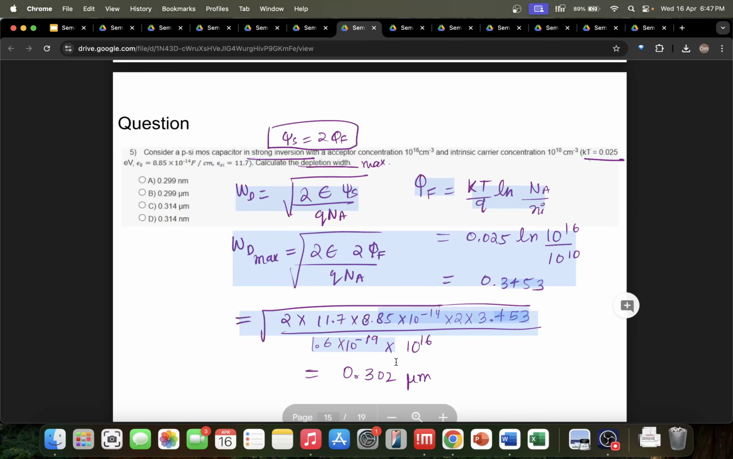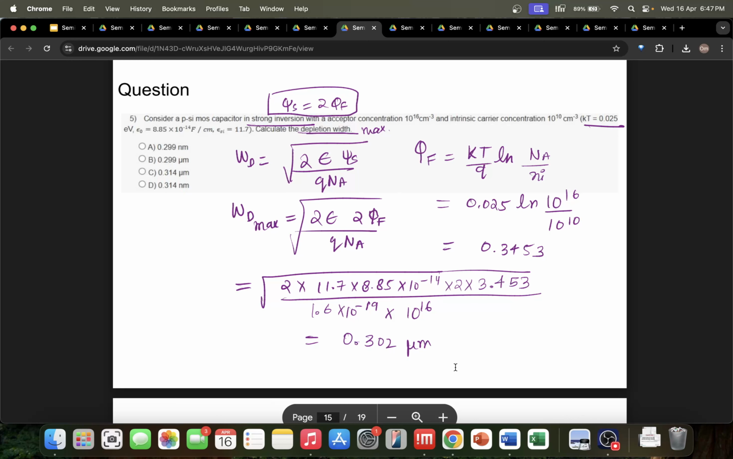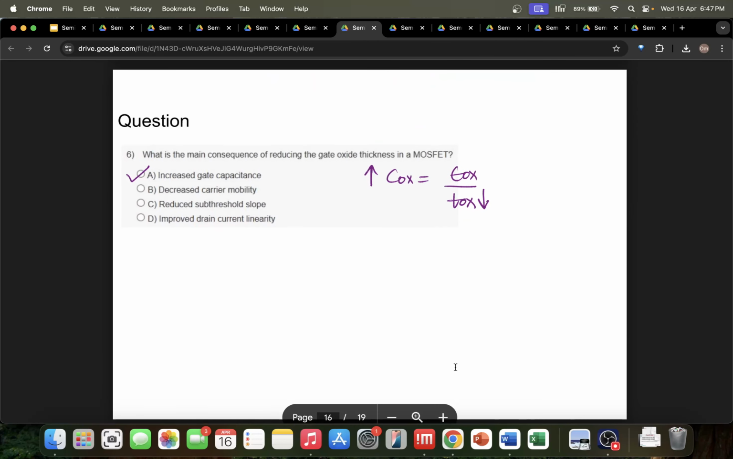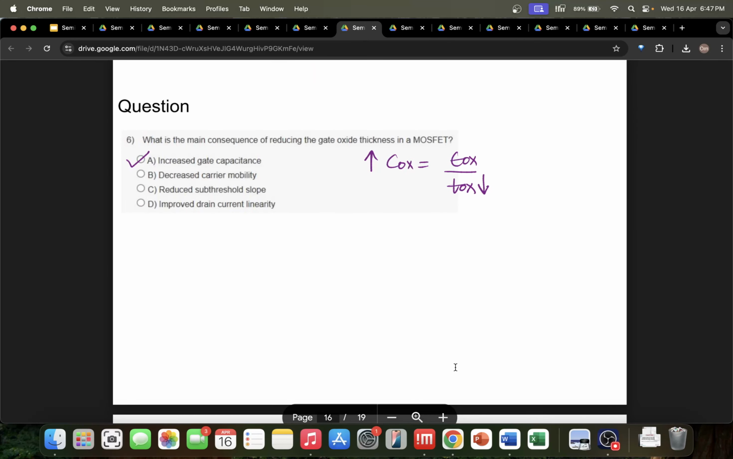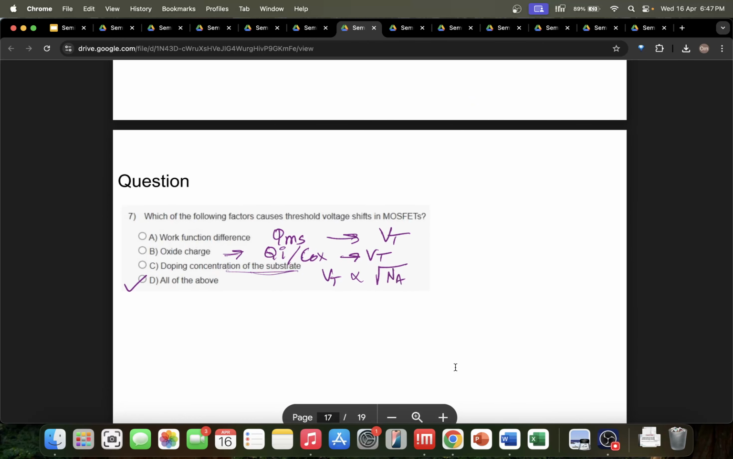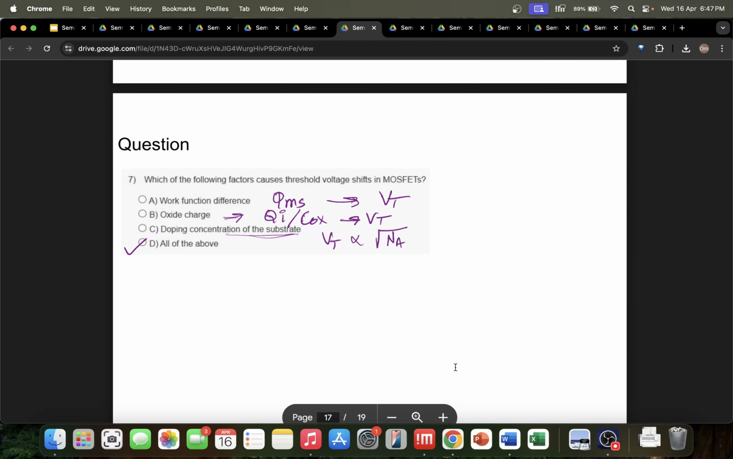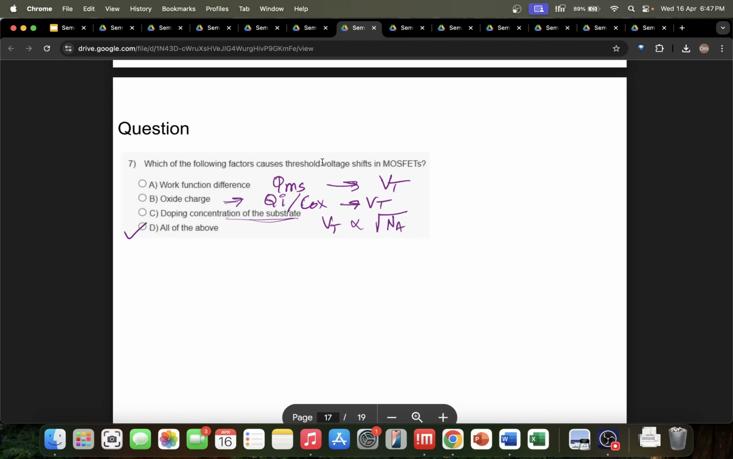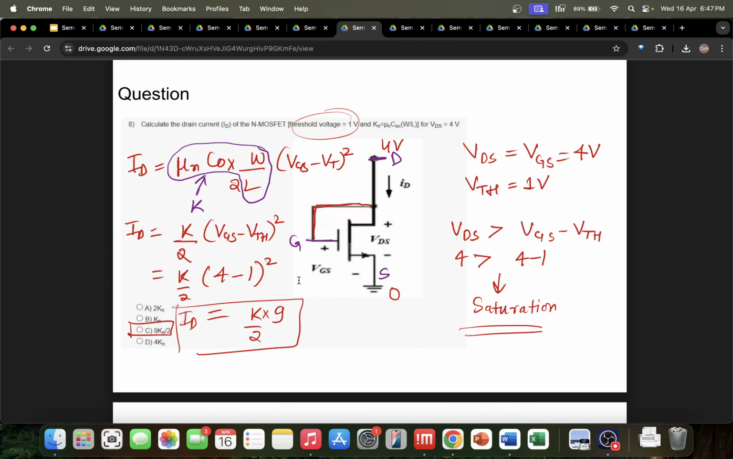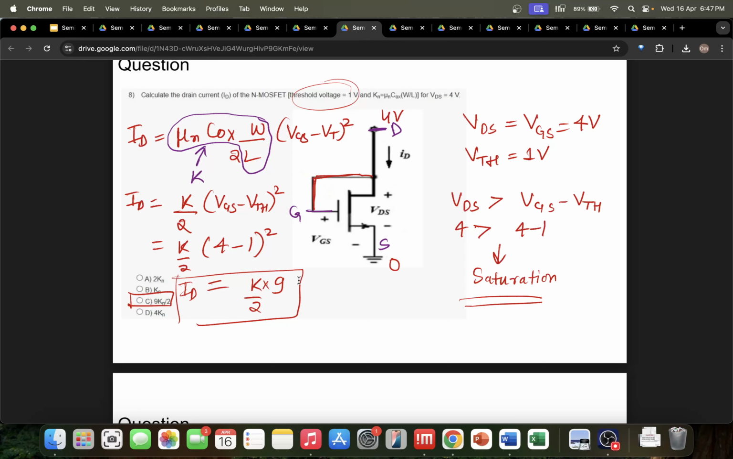Again questions on the maximum depletion width in the MOSFET, consequences of changing oxide thickness, and threshold voltage shift.